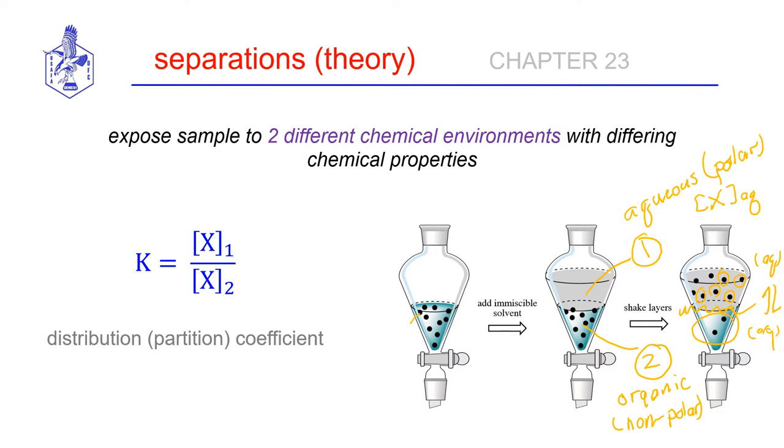And that proportion that's in the aqueous phase versus the organic phase is called your distribution coefficient. So that would be the concentration of our species in this aqueous phase relative to the concentration of our species in the organic phase. And in this illustration, that value obviously would be bigger than one.